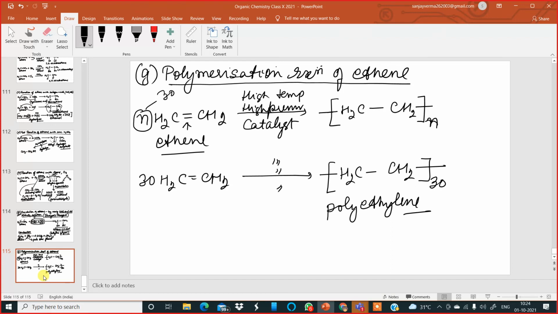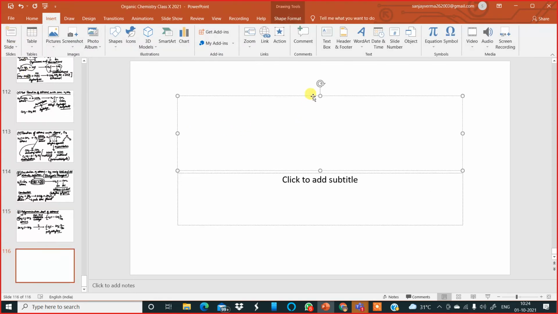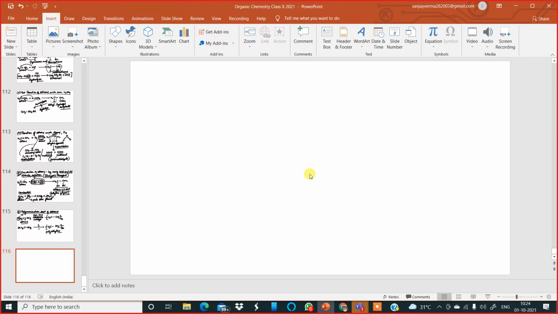Now, after this, moving to the next part of this chapter, under ethene only, we come to the uses of ethene, which is important for us to remember also, today in the syllabus. So, if we look at the uses of ethene, I'll just discuss them point wise briefly.